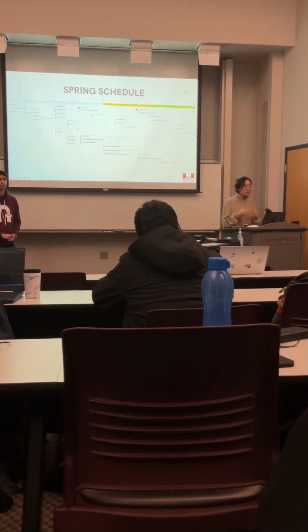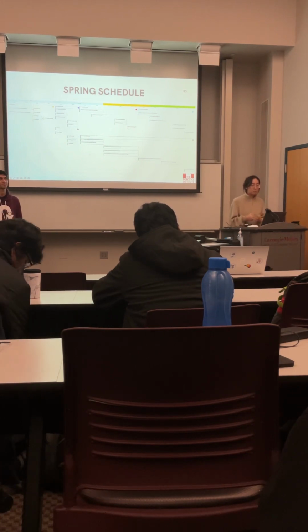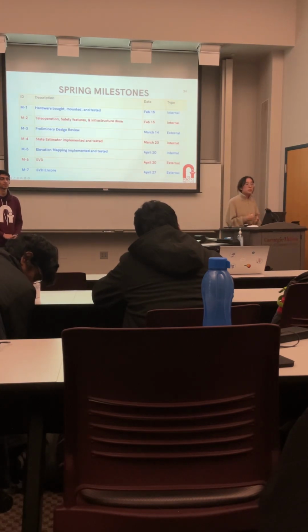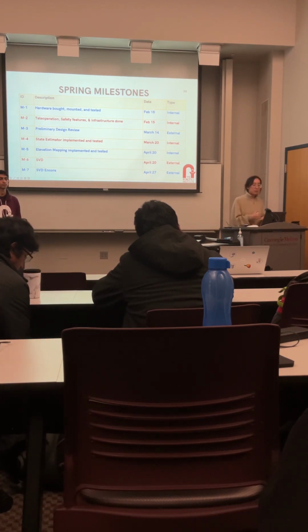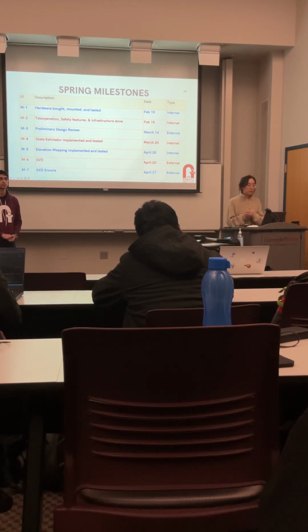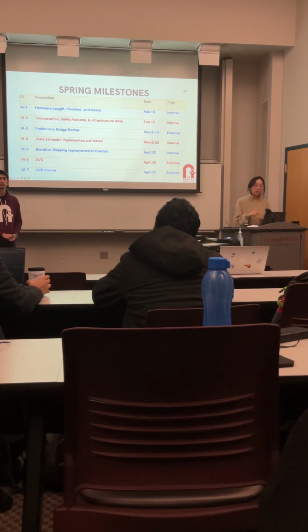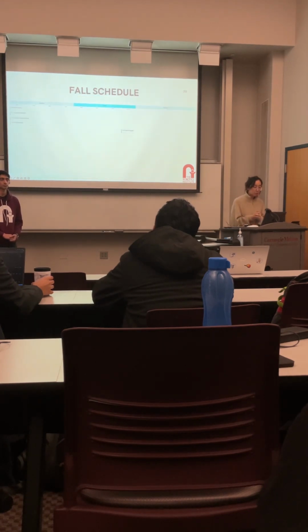So we build our work schedule according to the WBS. This is our spring schedule. In January and February, we plan to complete building the system, get familiar with the Unitree robot, and build software infrastructure. Then we start working on SLAM and human detection. We plan to finish the state estimator by March 20th, and then finish elevation mapping by the end of the semester.